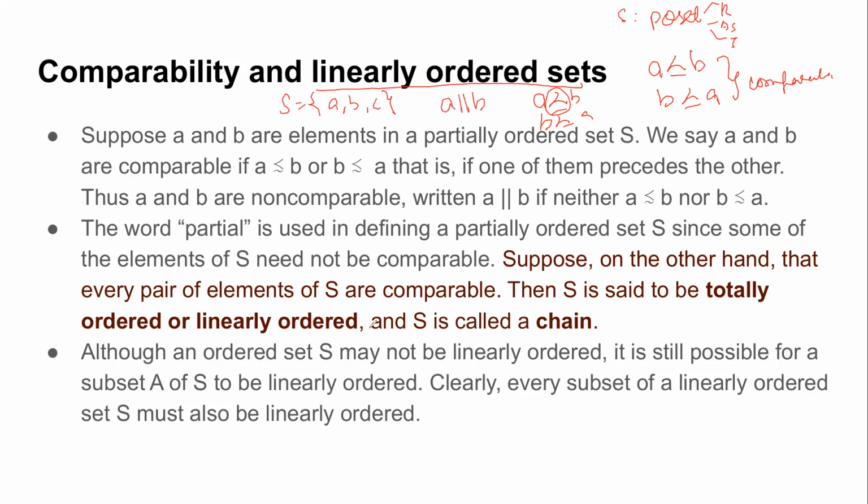Okay, so when we talk about a partially ordered set, the reason it's called partial is because it's not necessary that all elements are comparable to each other. That's why it's called a partial order. So now, what would be its extended version? In partial order, it's not necessary that all elements are comparable.